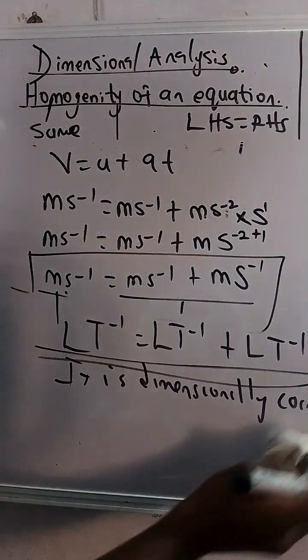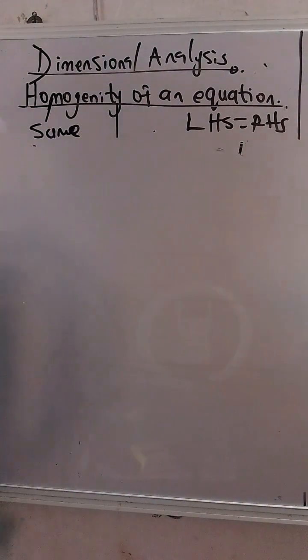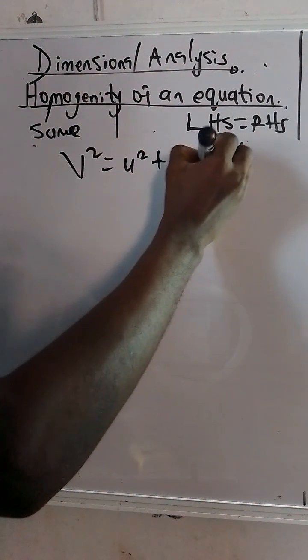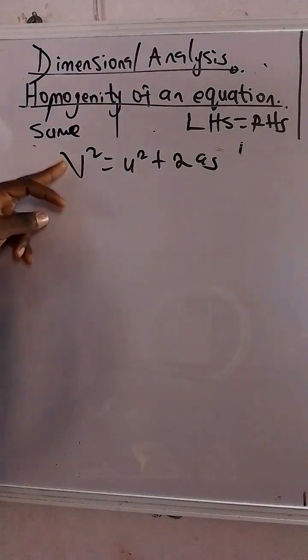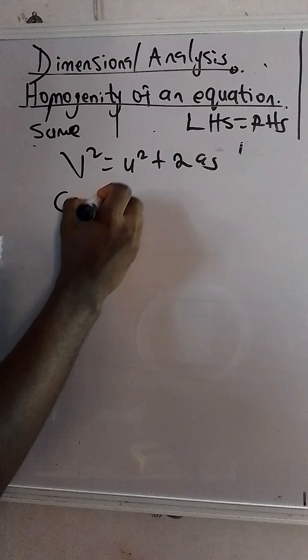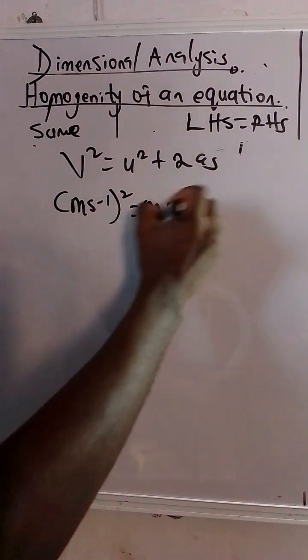So this is the first question. Now let's dive into the second question immediately. That wastes our time. You can have V square is equal to U square plus 2AS, right? And since I have V square equal U square plus 2AS, everybody knows that velocity is meter per second all square, equal to meter per second all square.